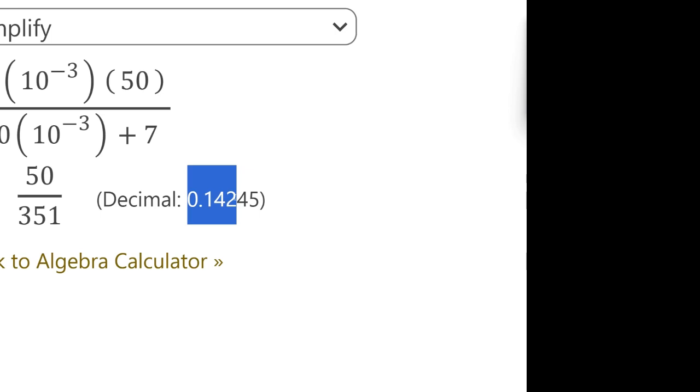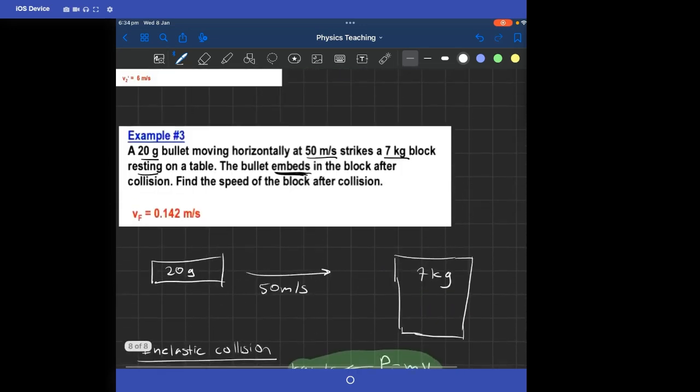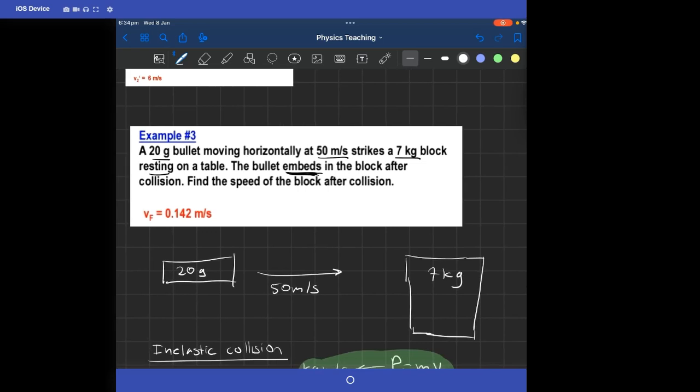Anyway, the velocity is going to be 0.142. So let's go back. The velocity is 0.142. 0.142 what? What's the unit? Always remember to put the unit. The unit is 0.142 meters per second. Let's check the question, and we got it correct, guys. We have used our knowledge to solve a question. Yeah, good job.